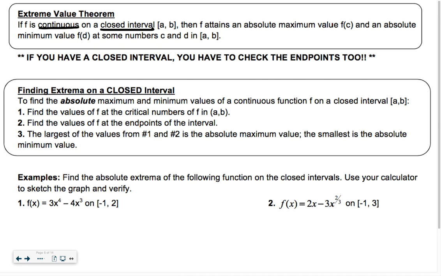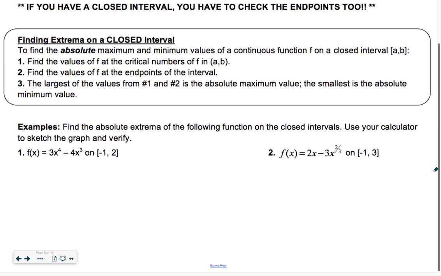We find the values of f at the endpoints. So we find how high it goes at the endpoints. And it says the largest value from steps 1 and 2 is the absolute max, and the smallest is the absolute min. So sometimes we call this a candidates test. I'm going to show you what I mean by candidates test.